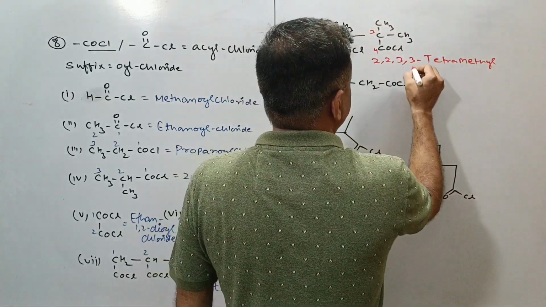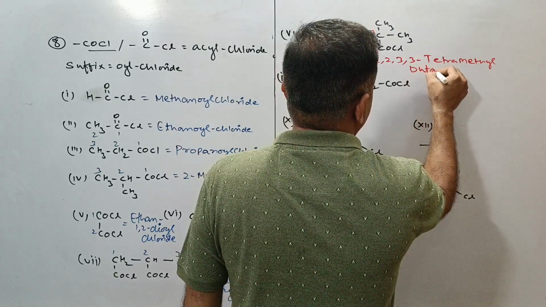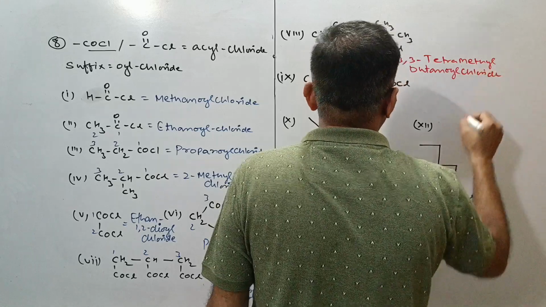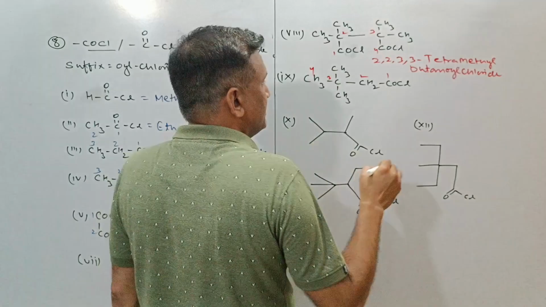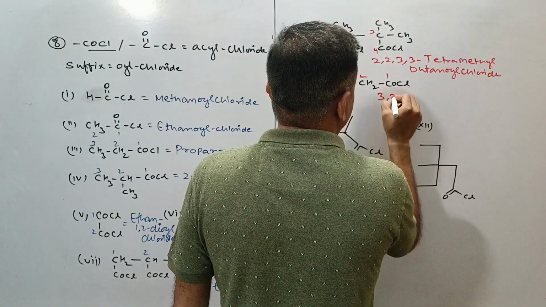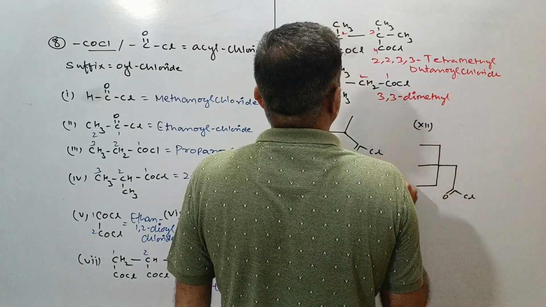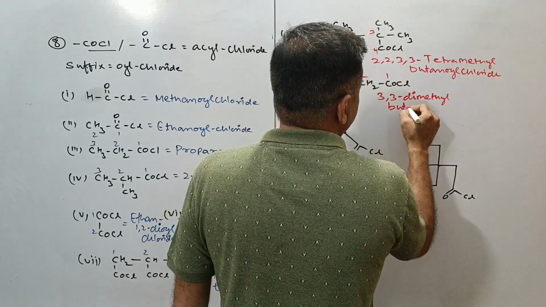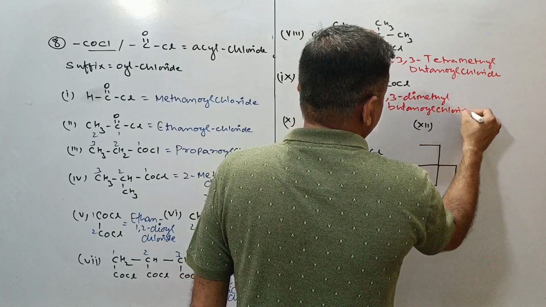Further, the carbon chain is just 4 carbons, so you will call it butane, and oyl chloride will be the suffix: butanoyl chloride. For this, counting 1, 2, 3 and 4, at the number 3 position there are 3,3-dimethyl. There are 4 carbon atoms, so butanoyl chloride will be the name of the compound.